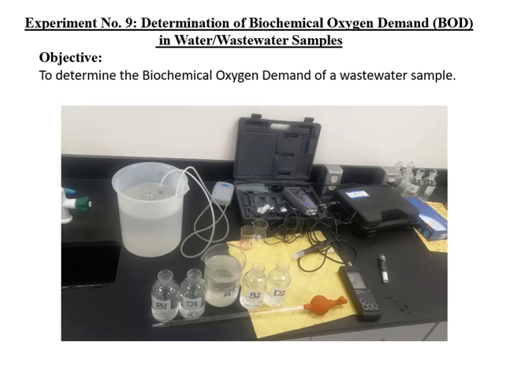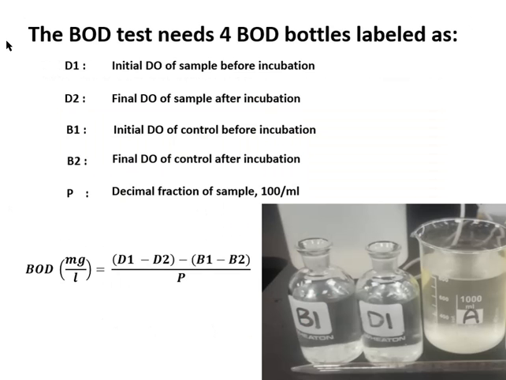So in this experiment you will have four bottles, right? One you will label as D1, second D2, B1 and B2. B1 and B2 are the bottles which have only the dilution water, which I have shown you. The dilution water is water with a lot of oxygen and some nutrients like sodium and potassium. These chemicals are there to provide for the bacteria to grow.